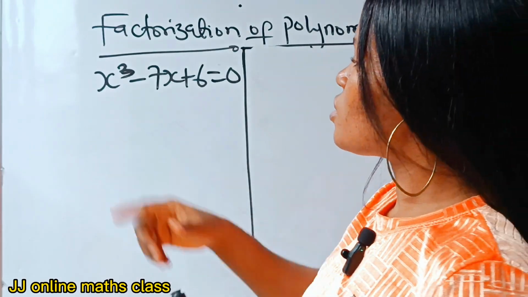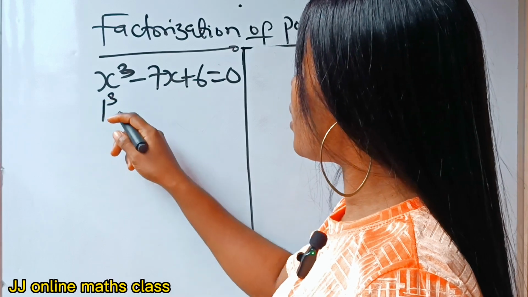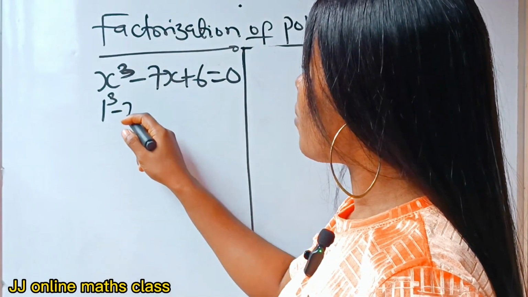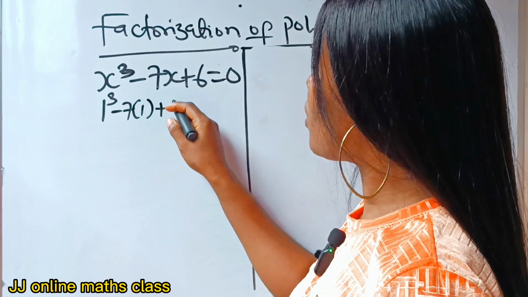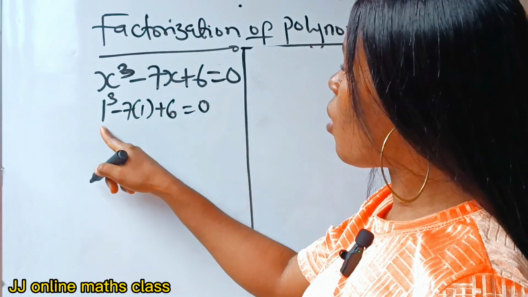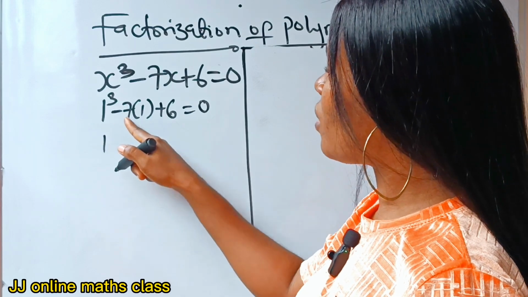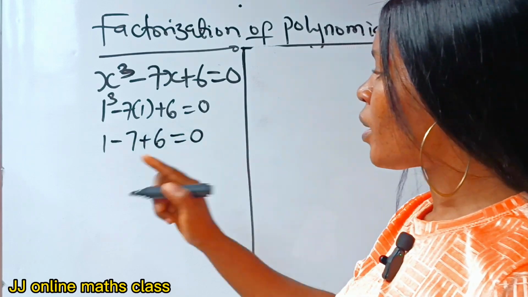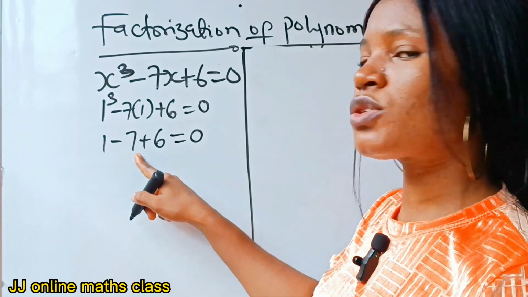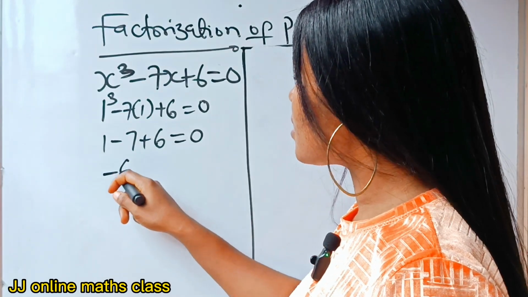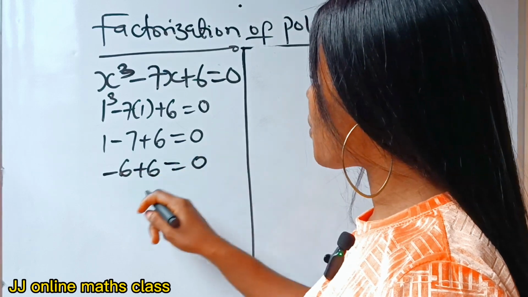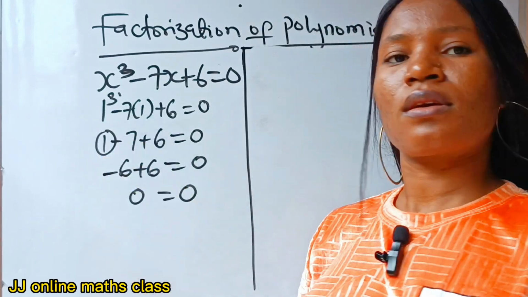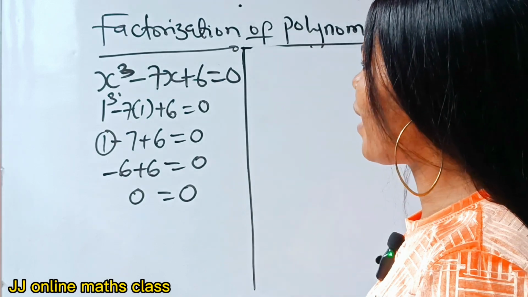Let's try 1. So if we put 1 here, let's call x equals 1. So 1 to the power of 3 minus 7 bracket 1 plus 6 is equal to 0. Now 1 to the power of 3 is 1. Minus 7 times 1 is minus 7, plus 6 is equal to 0. Now 1 minus 7 is what? Minus 6. Plus 6 is equal to 0. 0 is equal to 0. So definitely this is a root. All right.